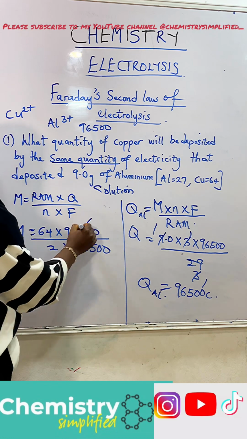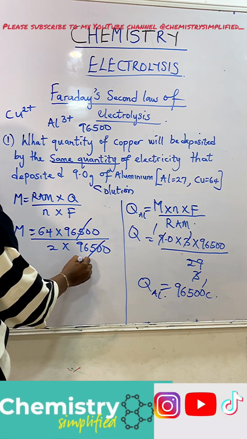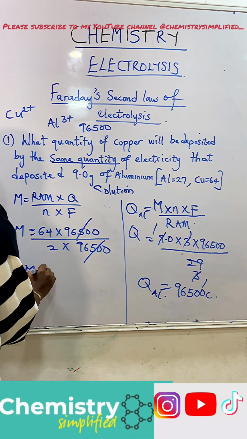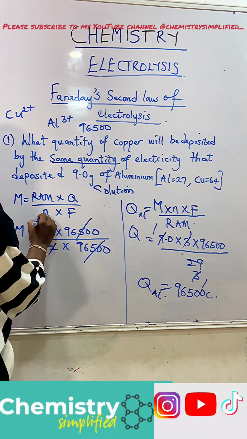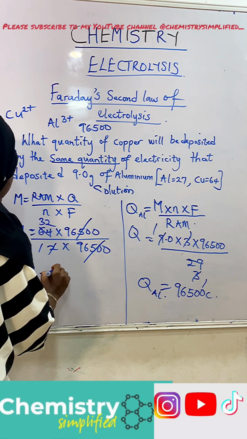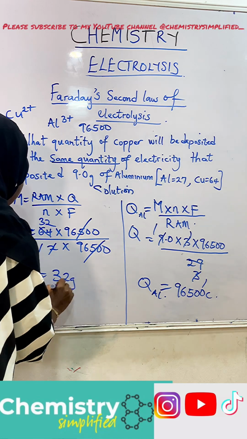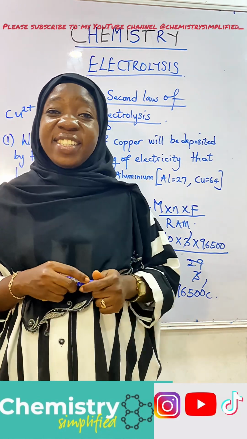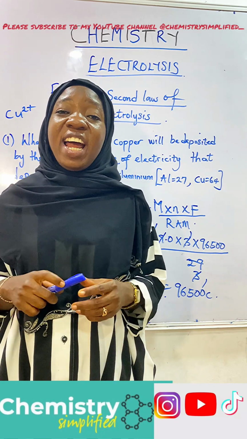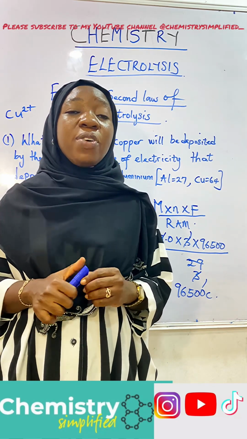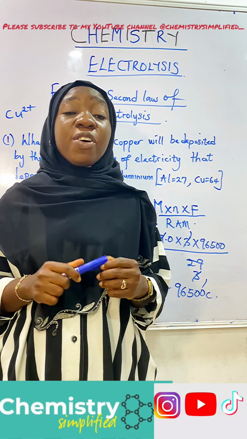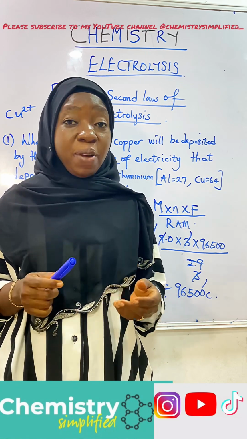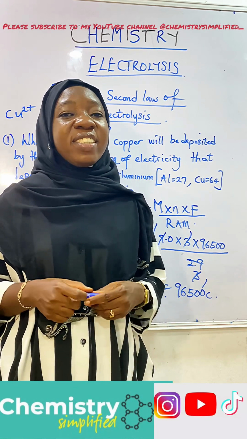So here now, what do we have? 96500 here, cancel 96500 here. Our mass will now be equal to 2 here, 1, 2 here, 32. Our mass here will now be equal to 32 gram. And that is our answer. I hope it is clear. But let's try another question. Then after that question, I'm going to give you a question to work on. And remember, always send your answer under the comment section.